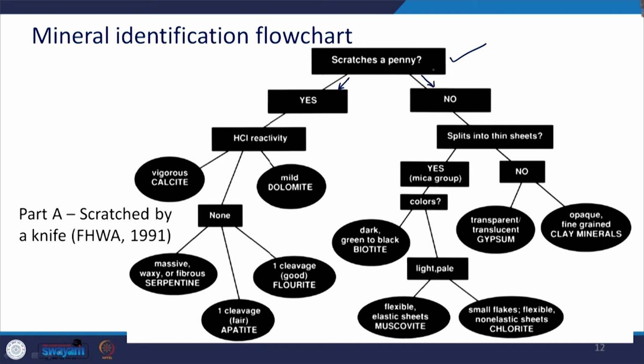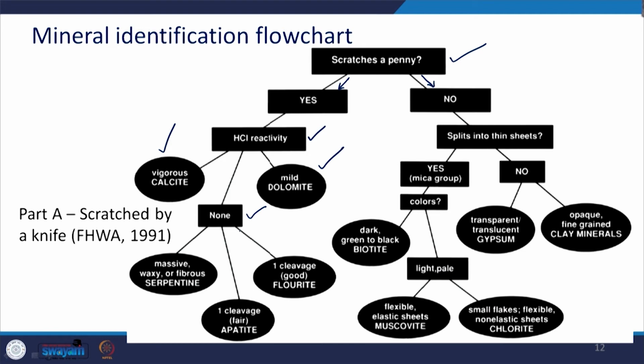Now, first let us focus on this branch where the mineral scratches a penny. Okay. Then the next step is to check whether it is reactive to hydrochloric acid or not. Now, in case it has a vigorous reaction, immediately you can identify that the mineral is calcite. If there is a mild reaction, you can say it is dolomite, and if there is no reaction at all, then again the confusion remains.